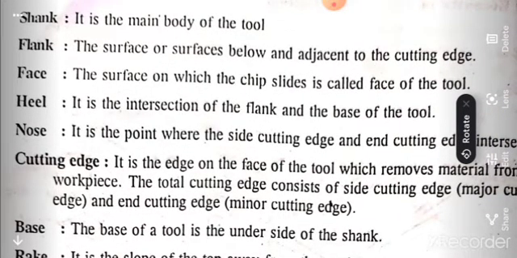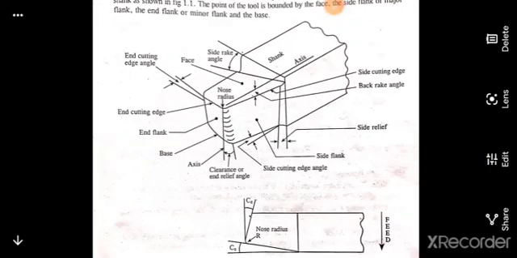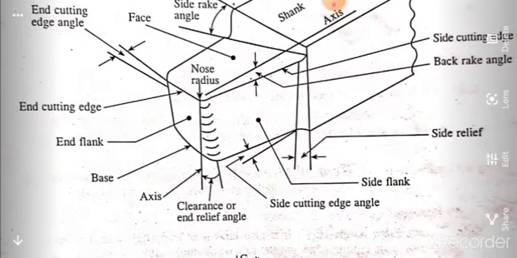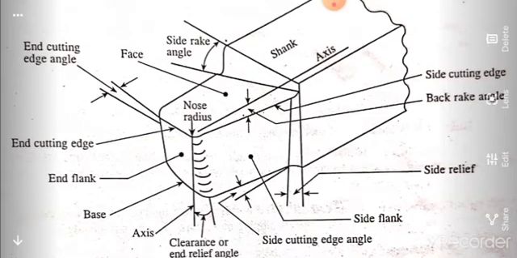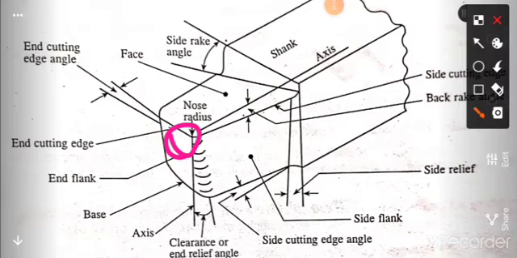Next comes the plank. What is the plank? The surface below and adjacent to the cutting edge. So where does it come? The plank is not shown here, but it will come adjacent, near to here, near to the cutting edge, below the cutting edge as shown. So this is a plank, the side plank, right? And this one is the end plank.